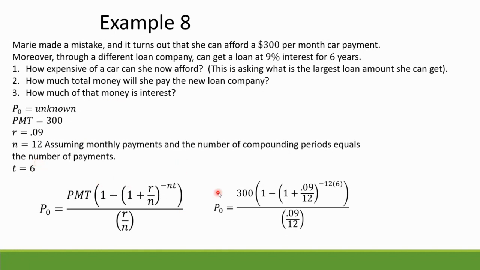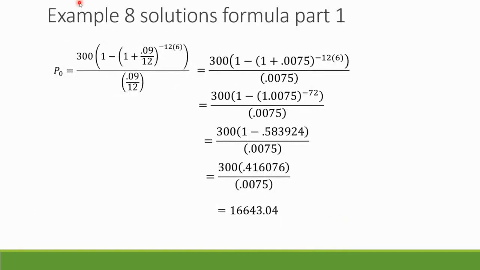Using our formula, we put everything in: 300, 1 minus 1 plus 0.09 over 12, raised to the negative 12 times 6, over 0.09 over 12. We're just plugging everything in. P0 is what we're looking for, so we have to do this big calculation. It's just like before: what we have to do is order of operations.